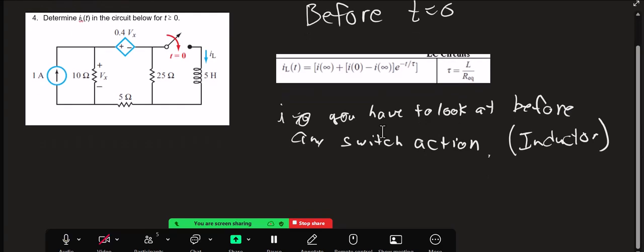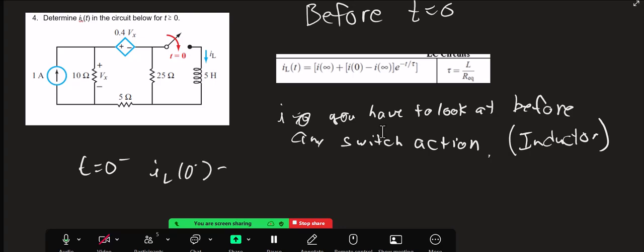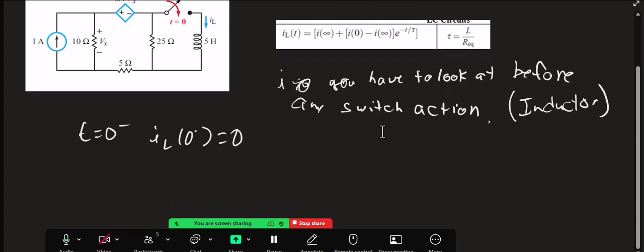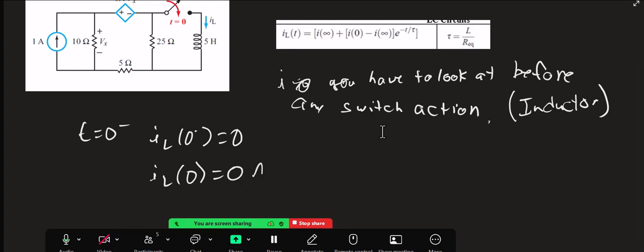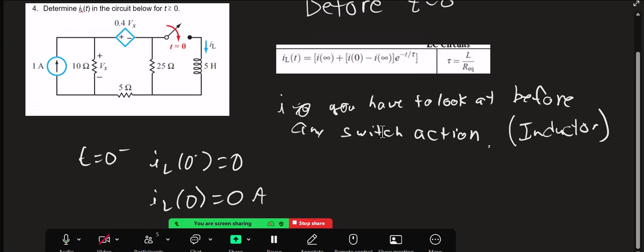So before the switch, the inductor is an open circuit. It's not a complete circuit. So before t equals 0, what a lot of books call 0 minus, IL of 0 minus is 0. There's no current flowing through it. And since it can't change instantaneously, we know IL of 0 is also 0 amps.